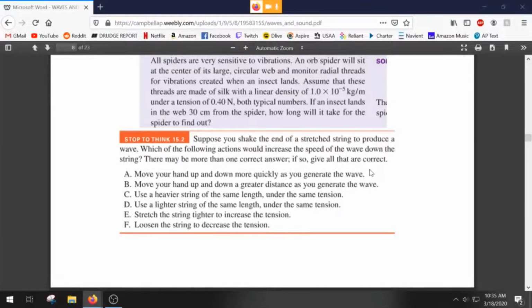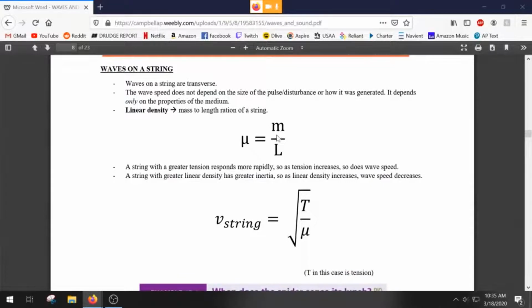All you're doing is increasing the amplitude of the wave, meaning giving the wave more energy. But you haven't changed the actual properties of the string itself. The wave speed on that string remains identical. All right, so option C is use a heavier string of the same length under the same tension. Well, if we use a heavier string of the same length, we've increased our linear density. If tension remains identical and you've increased linear density, you're decreasing the wave speed.